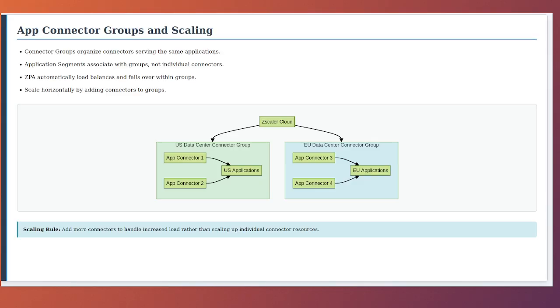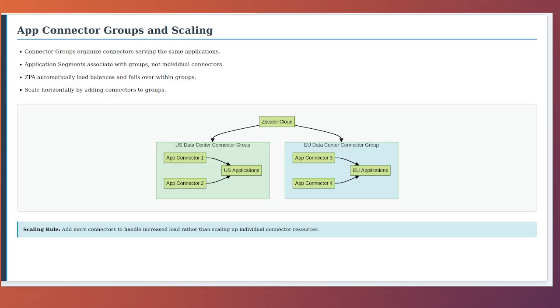For geographically distributed environments, you should create separate connector groups for each location. This ensures that user traffic is handled by connectors in the same region as the applications, minimizing latency. Users are automatically routed to the optimal connector based on their location and the application's associated connector group.